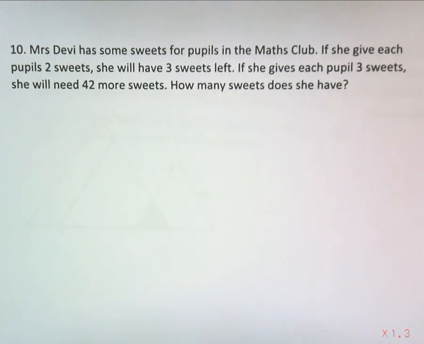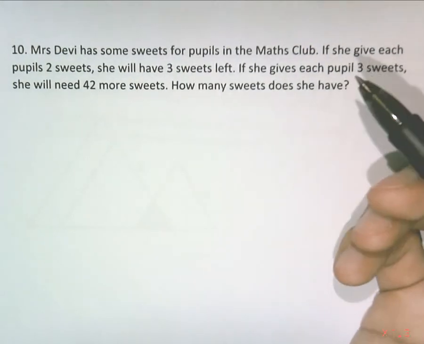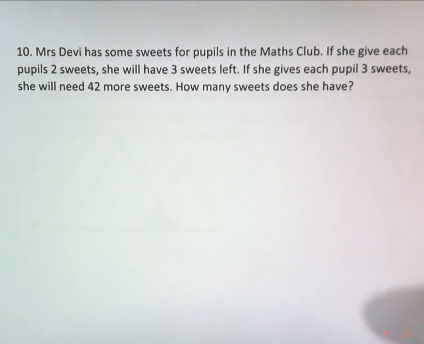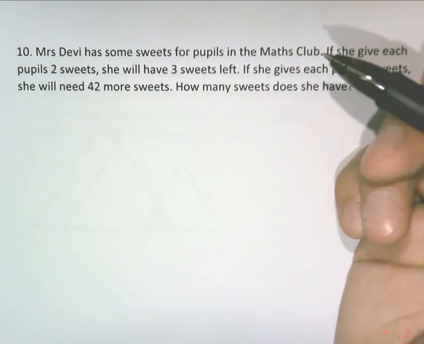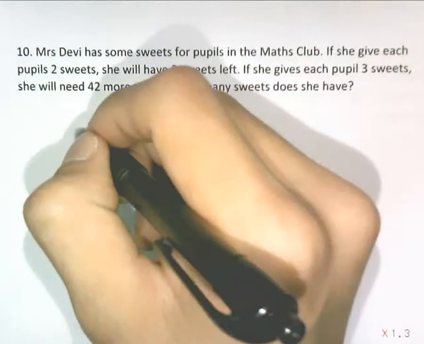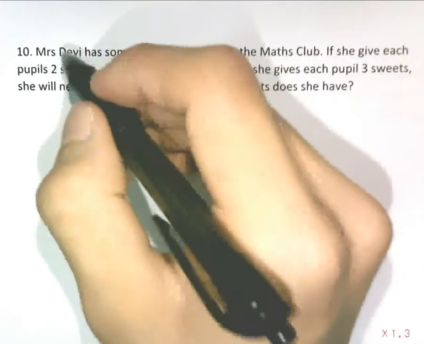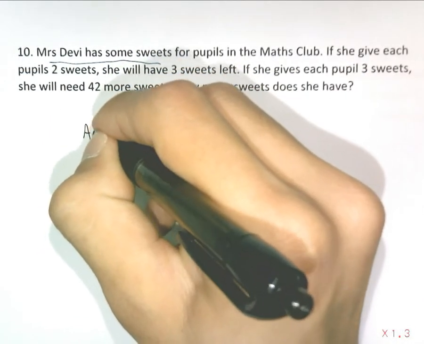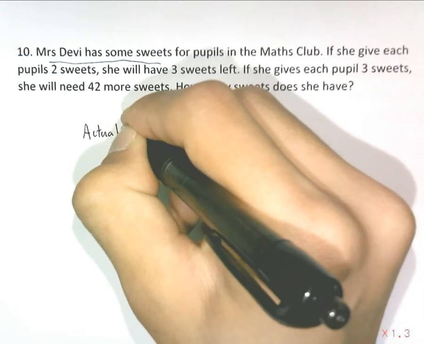Mrs. Davy would have some sweets for pupils in the maths club. If you give each pupil 2 sweets, she will have 3 sweets left. I'm going to start off with the actual number of sweets that Mrs. Davy has. So this sum of sweets is an actual number, or the original number if you wish.